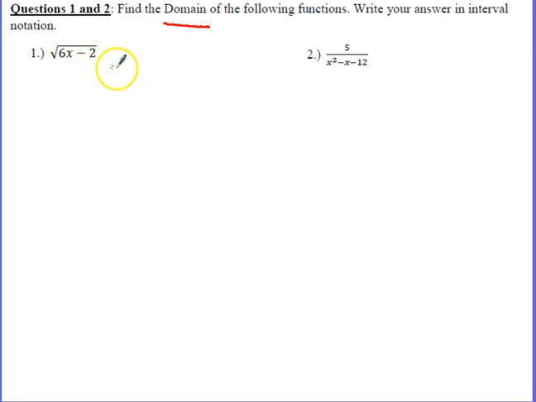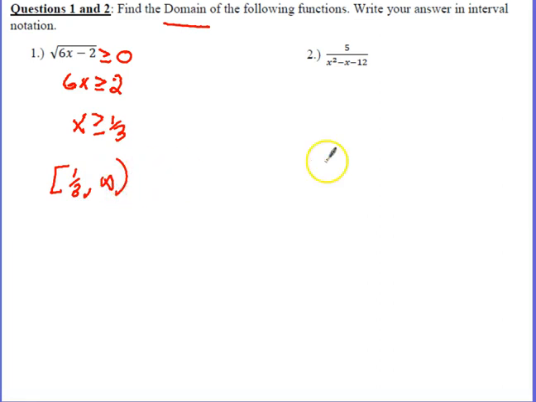So in the first one here, we have a square root, and we can't take the square root of a negative. So we need to know when is 6x minus 2 greater than or equal to 0. So we can just solve now this inequality. 6x is greater than or equal to 2, and x is greater than or equal to 1/3. So now we can put that in interval notation. We're going to use a bracket because we have greater than or equal to, and then 1/3 to infinity.